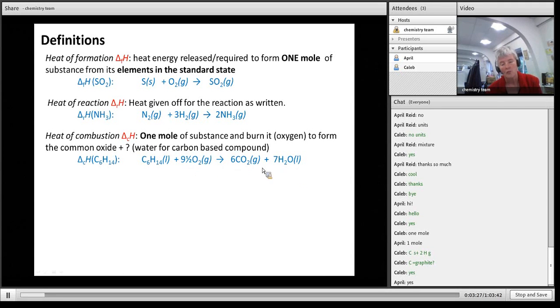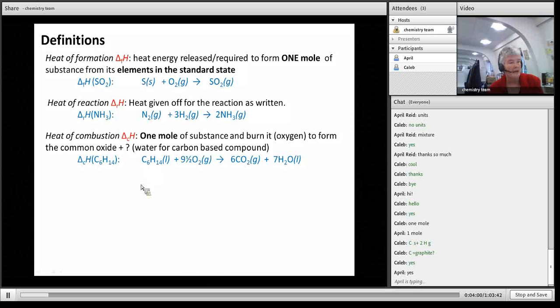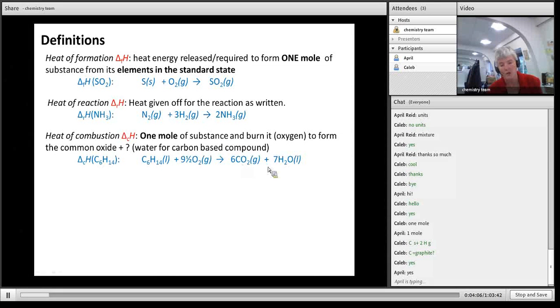And then what goes on the right-hand side are the common oxide of whatever is being burnt. So if this was a combustion reaction for sulfur, so it's sulfur on the left-hand side, or 1 of them reacting with oxygen, this is the common oxide. You couldn't make sulfur trioxide because that isn't the common one. Sulfur dioxide is the common one. Okay, and anything with carbon and hydrogen would have carbon dioxide and water as the products.